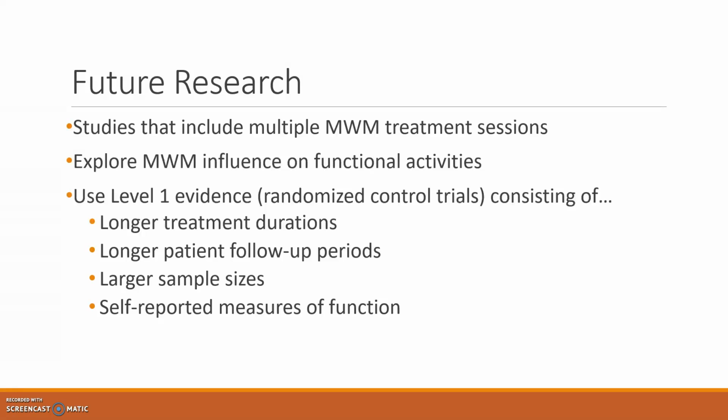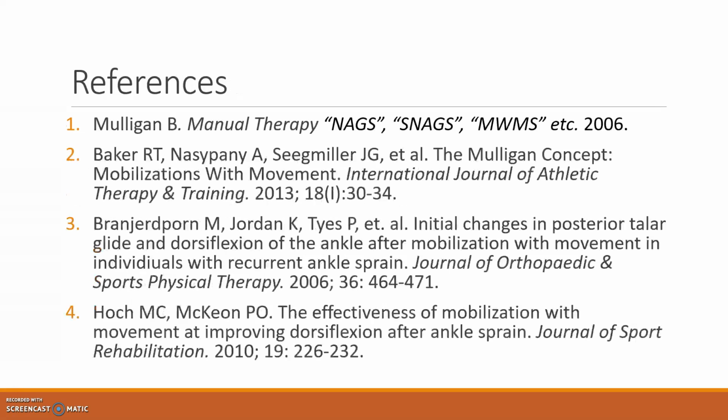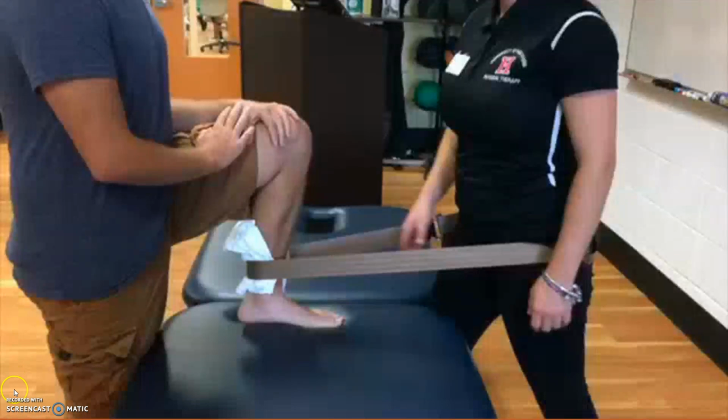The current studies available on this subject are of level 2 evidence, meaning that they are designed cohort studies or case control studies. However, to really investigate the effect of using the Mulligan concept as a treatment, randomized control trials should be performed consisting of longer treatment durations, longer patient follow-up periods, larger sample sizes, and include self-reported measures of function. These are my references that I used, and here's my video demonstration.